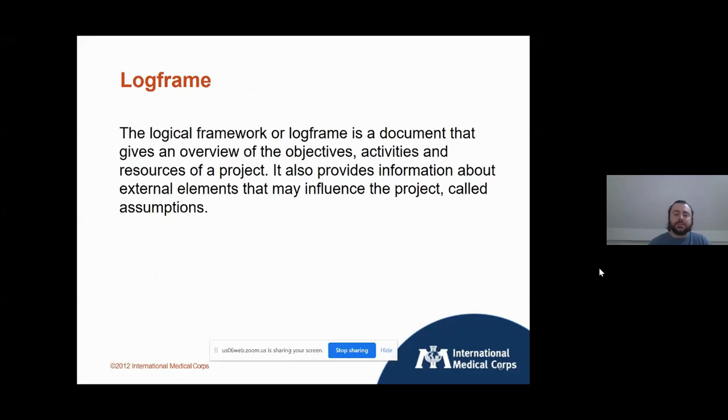A log frame, or a logical framework, is a document that gives an overview of objectives, activities, and resources of a project. It also provides information about external elements that may influence the project, called assumptions. Normally, we include the goals, the outcomes, the outputs, the related indicators, the targets, and means of verification in this document. It's a map that helps us to visualize the monitoring and evaluation framework for a specific project.